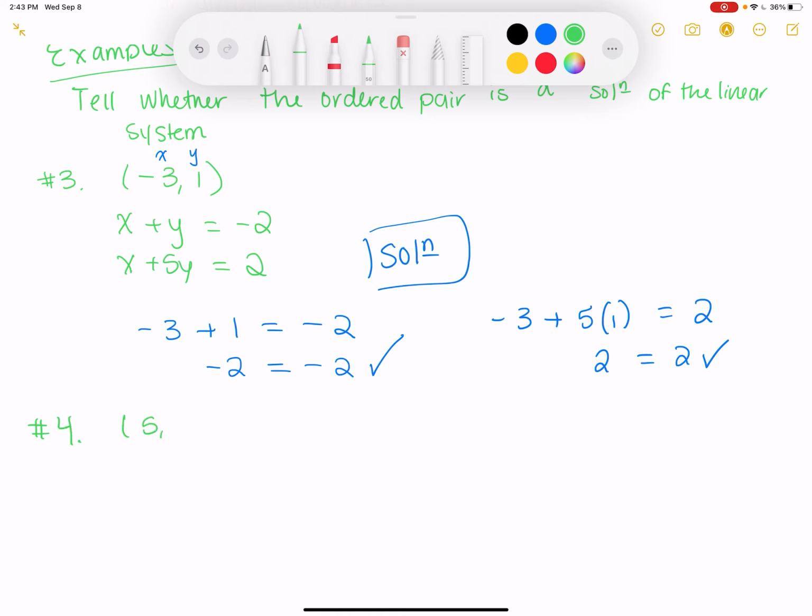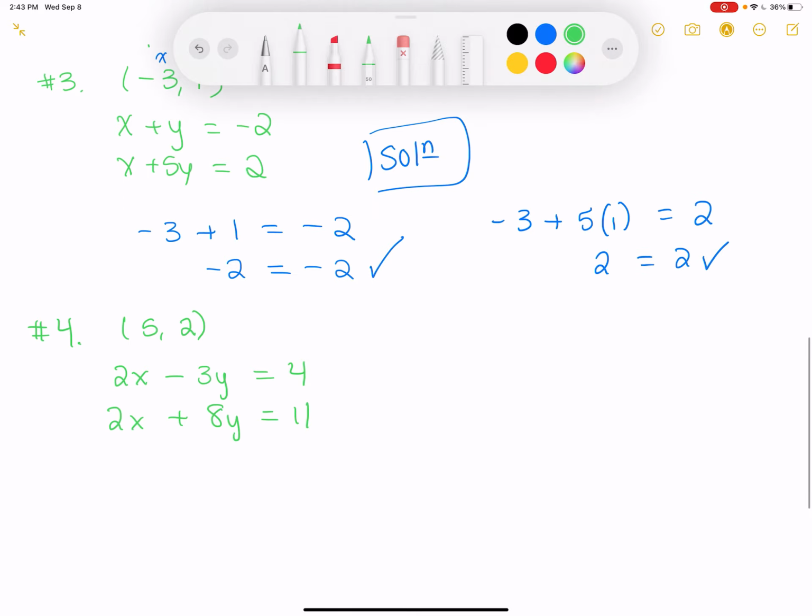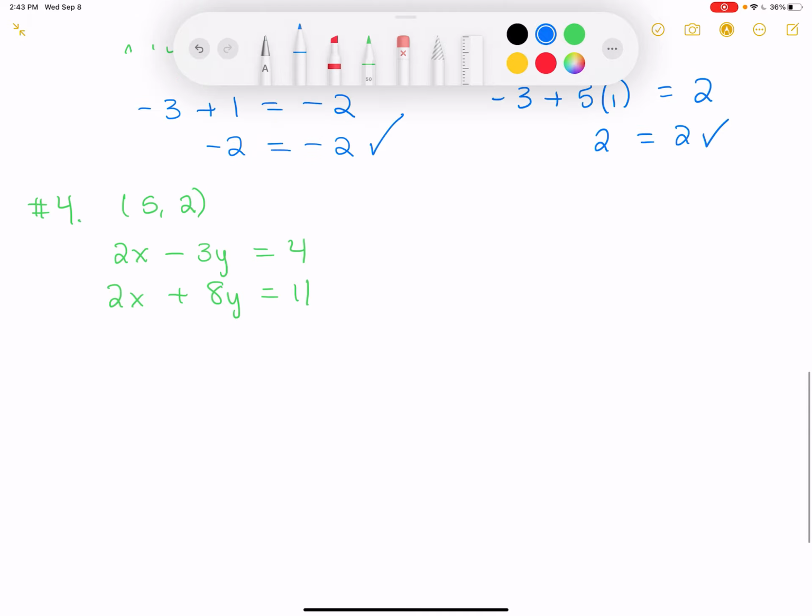So we're given the point 5, 2, and the problem is 2x minus 3y is equal to 4, and 2x plus 8y is equal to 11. I'm assuming this doesn't work because the last one worked. You never know. Sometimes the book likes to be a little tricky.